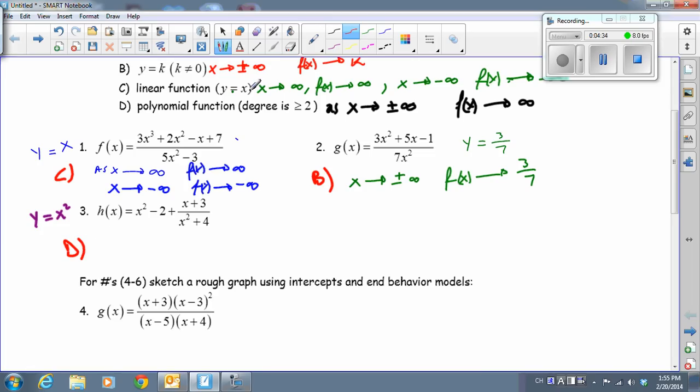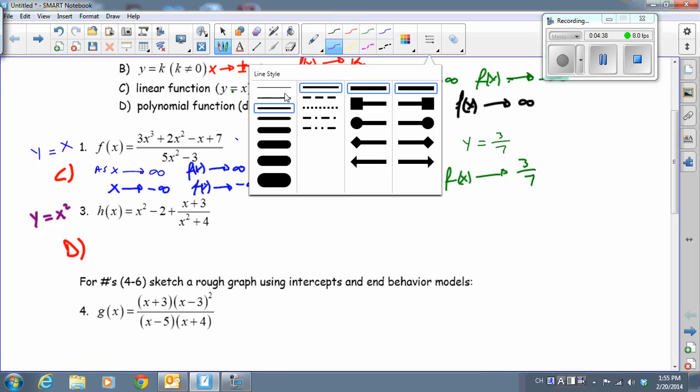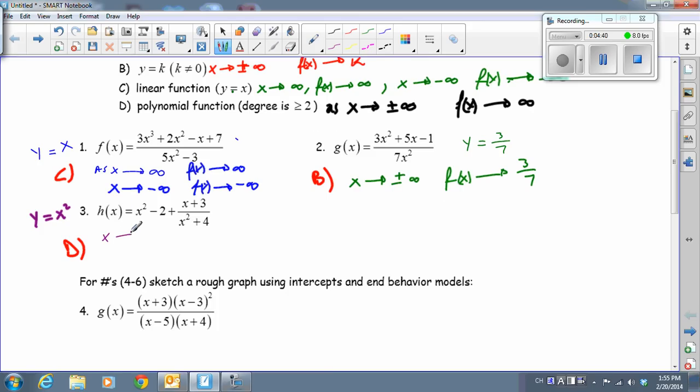And for D, I know that as x approaches infinity, f of x will also approach infinity. And as x approaches negative infinity, f of x will also go to the same infinity.